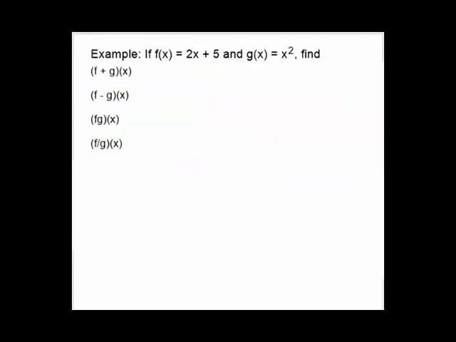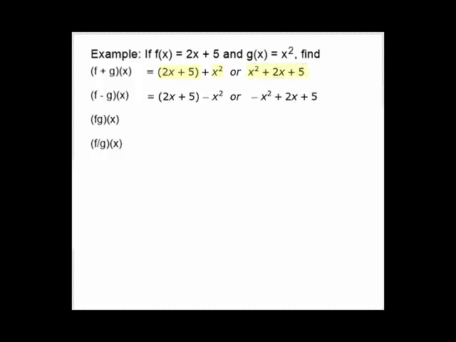Here we have an example where f of x is defined as 2x plus 5 and g of x is x squared. And we're going to find f plus g of x, f minus g of x, f g of x, and f over g of x. F plus g of x means you simply add the formulas. So you add the f of x formula 2x plus 5 to the g of x formula x squared, and you get the result x squared plus 2x plus 5.